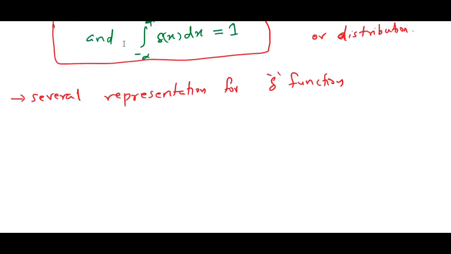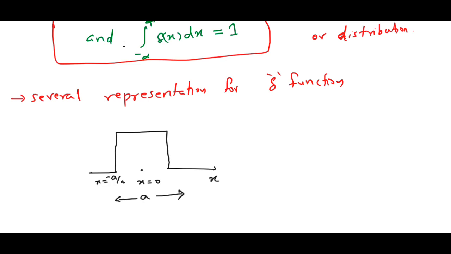Here, I consider a step function, and this is along the x-axis. This is the point at x is equal to 0, and the width of this step is a, and this is the point x is equal to minus a by 2. This is the point x is equal to plus a by 2.